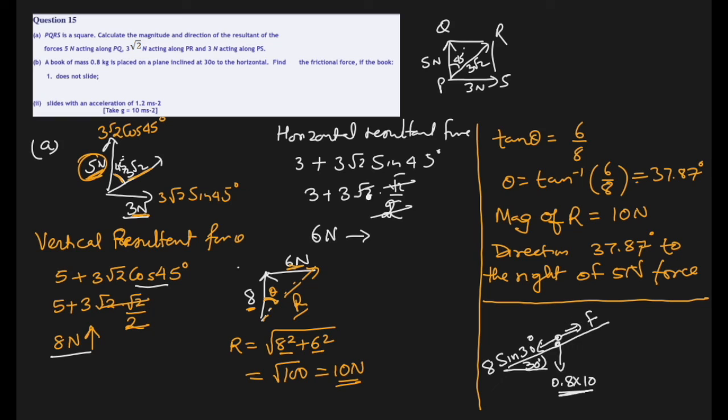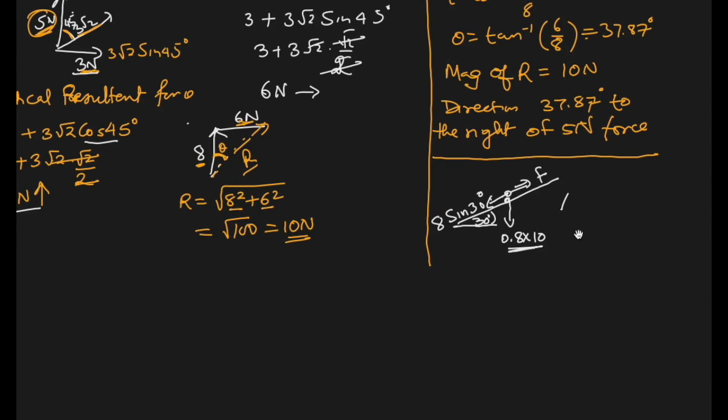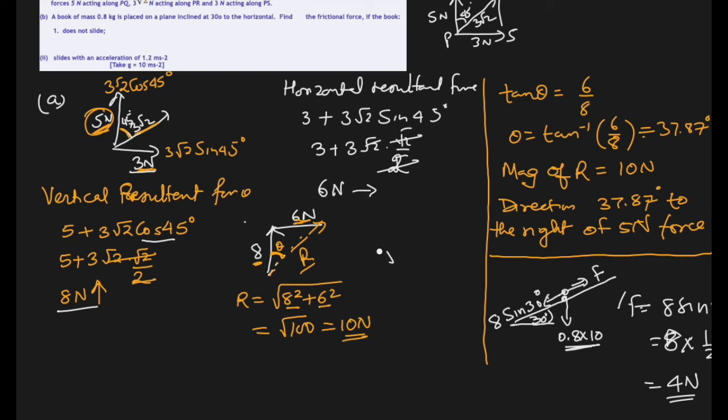So they're saying find the frictional force, right? So we can find frictional force in this case. So let me have some space. F equal to 8 sine 30 degrees, which is 8 sine 30 is half, which is 4 Newton. That's the force with which the friction will stop it.